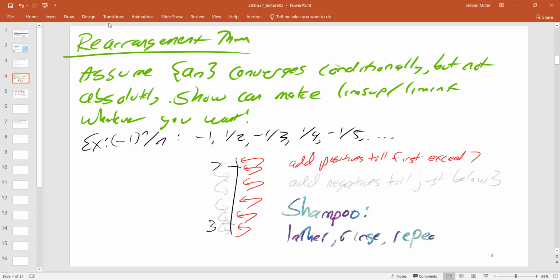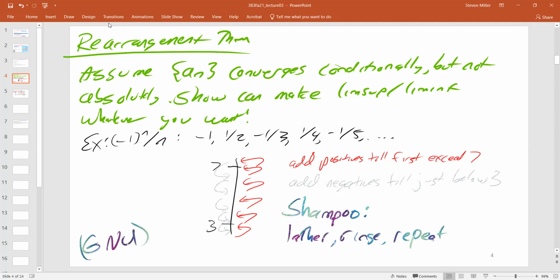I'm not sure if you're supposed to just repeat the lather and rinse once, or if you repeat the whole thing, including the repeat. For those of you who know computer science, and hopefully get that, you just keep doing this.